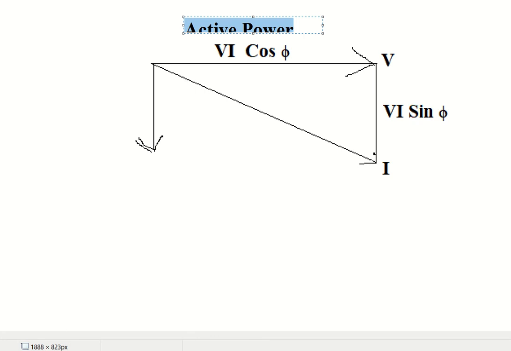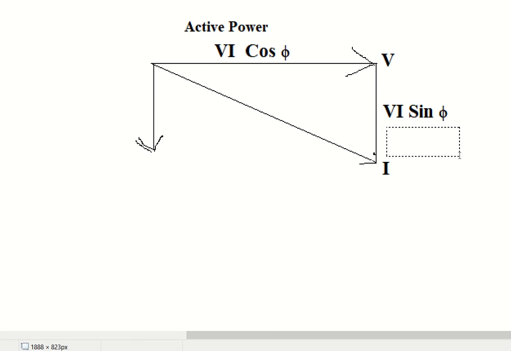So this is active power, and active power is the power which we normally use in most of the operations, right? The power we use is active power, and the unit we use for active power is watt, or kilowatt or megawatt, but the basic unit is watt. Then this component, VI sin phi, represents something called reactive power.